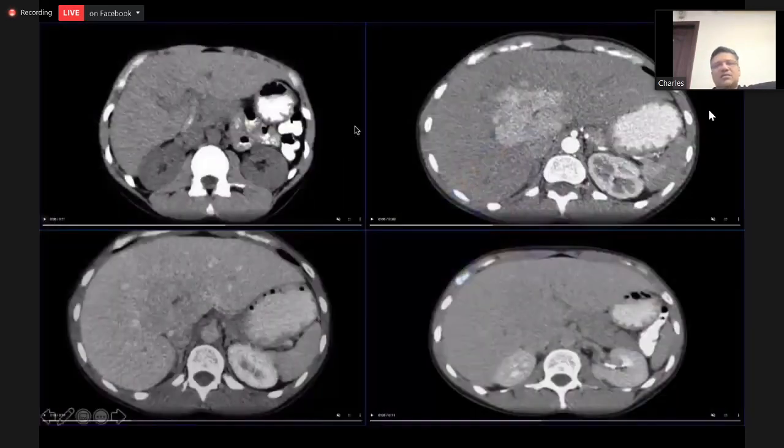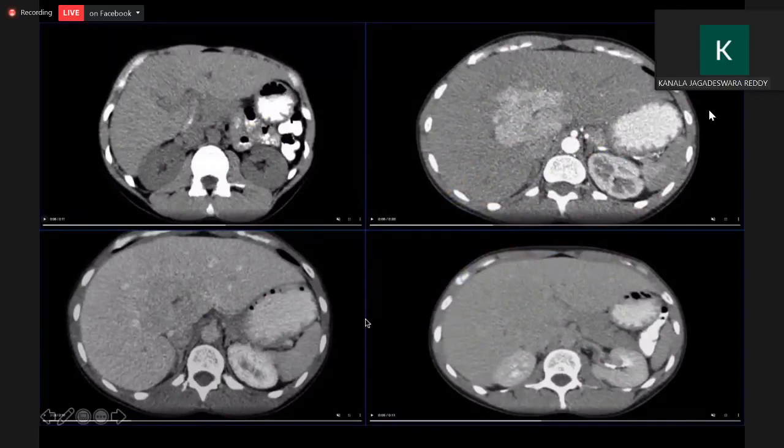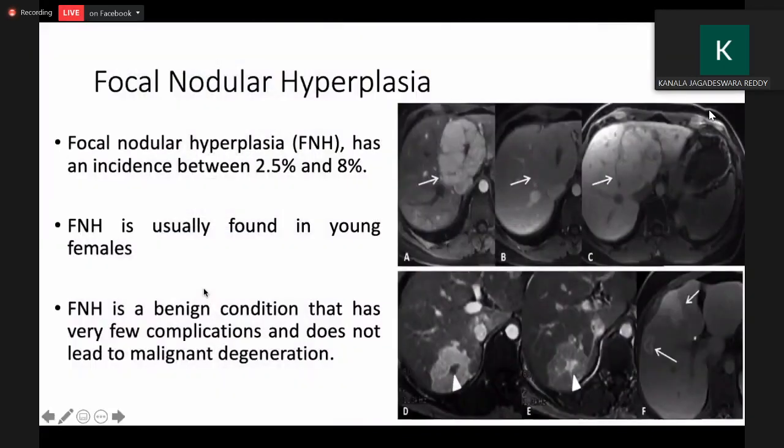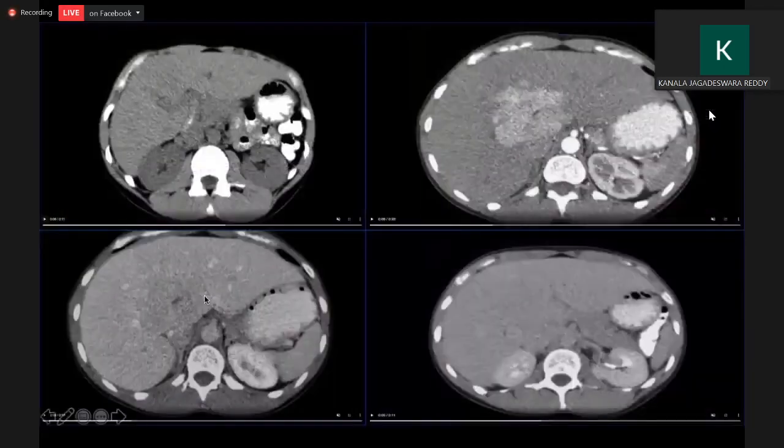And this is the CT of the same patient. Jagdish, you want to comment on the CT? Yes, sir. This is a triple phase CT, sir. In the arterial phase, there is arterial enhancement of a mass lesion with irregular border, sir. And there is a washout in both venous and delayed phases also.